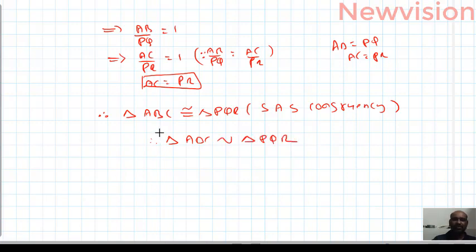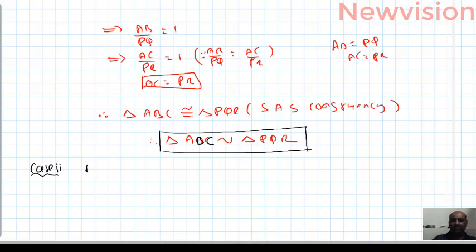If two triangles are congruent, automatically they are similar. Means if two triangles are similar, we can't say that they are congruent. Converse not true. Okay, those two triangles are similar in one case, that is the AB equal to PQ case. In the remaining cases also I will show that they are similar. That's case 2.